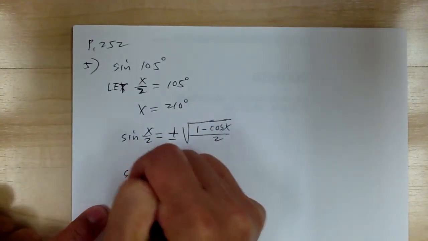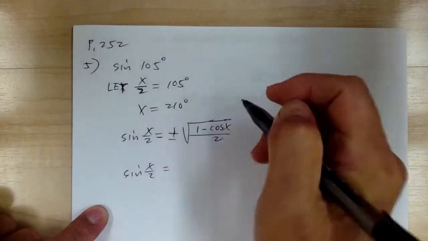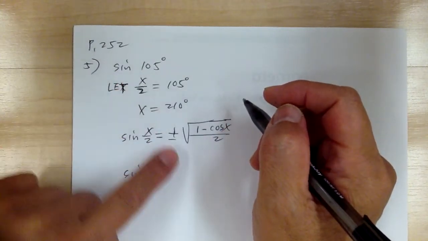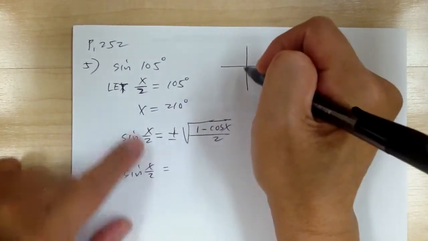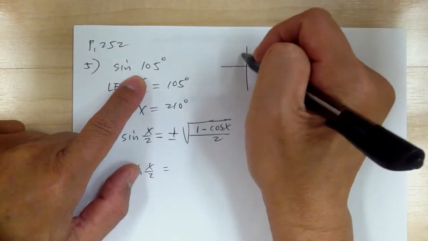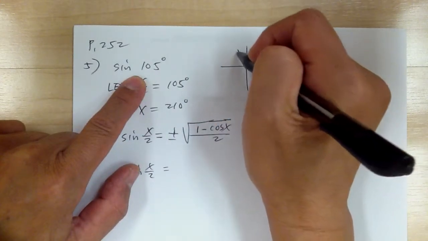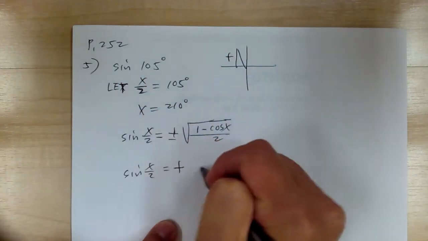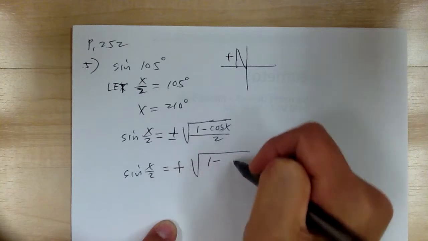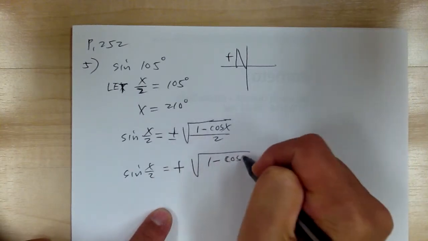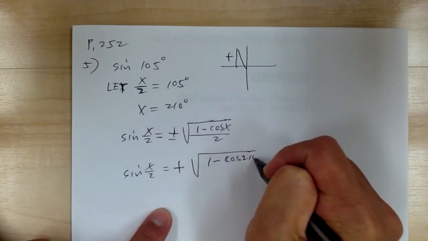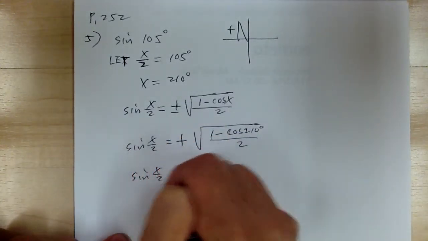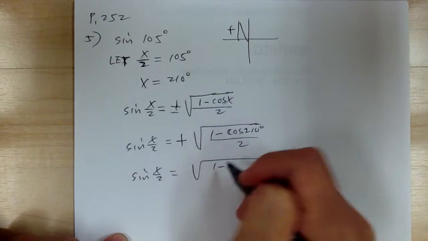So you got sine of x over 2 equal to, now the plus or minus depends on the quadrant the original problem is in. So sine of 105 is going to be somewhere over here, so the sign is positive. Okay, so that's how you know it's going to be positive. It's going to be 1 minus cosine of 210 degrees over 2. So sine x over 2 equals the square root of 1 minus.